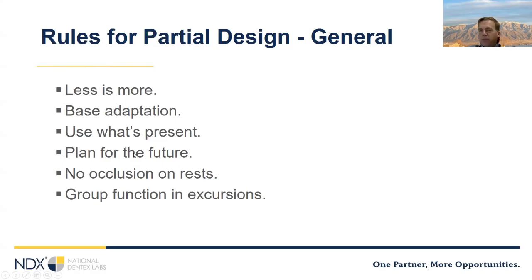Plan for the future. If I think the person's going to lose a lot of teeth, I want to maybe use a metal partial with a plate in the interior region so that I can attach teeth to it. I want to make sure the person doesn't bite on the rest. And then again, as most of the time on the partial teeth, we want to get group function.